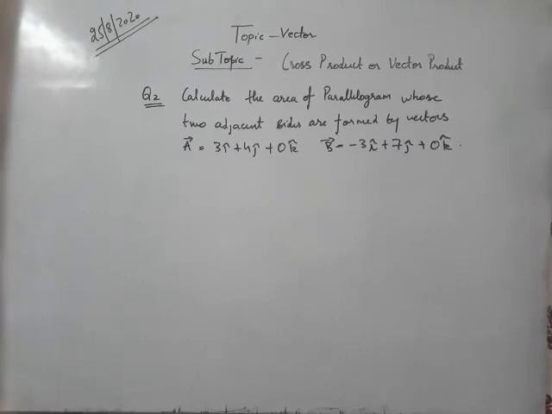Now in this question we have to calculate the area of a parallelogram whose two adjacent sides are formed by the vectors given over here. Firstly, we will be finding out the cross product, and the magnitude of the cross product will be the area of the parallelogram, which we have to find out.